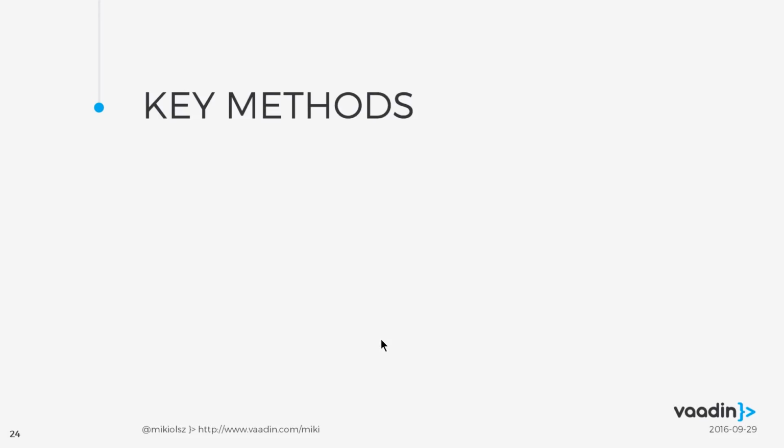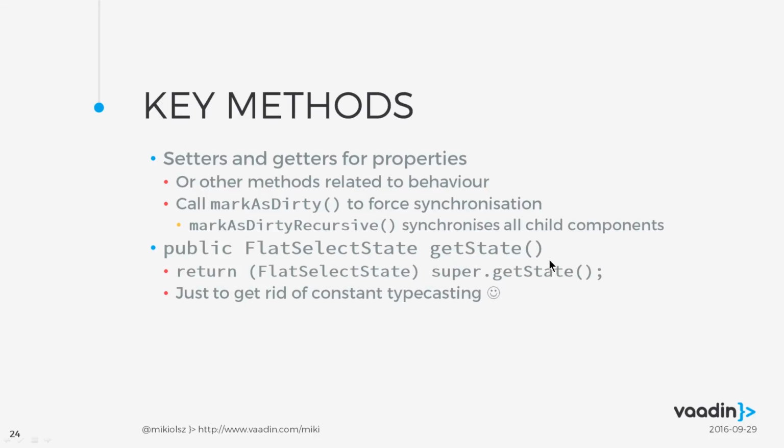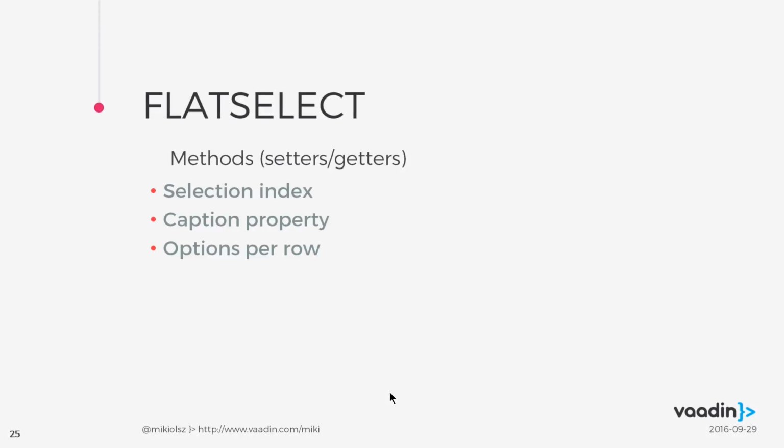There are a few key methods in there, so of course each server-side component should have setters and getters for the properties. So the state is, I would say, something internal to the component. Accessing the state should be done always through the API of the component itself. Then you should implement a method called getState that returns a flat select state.